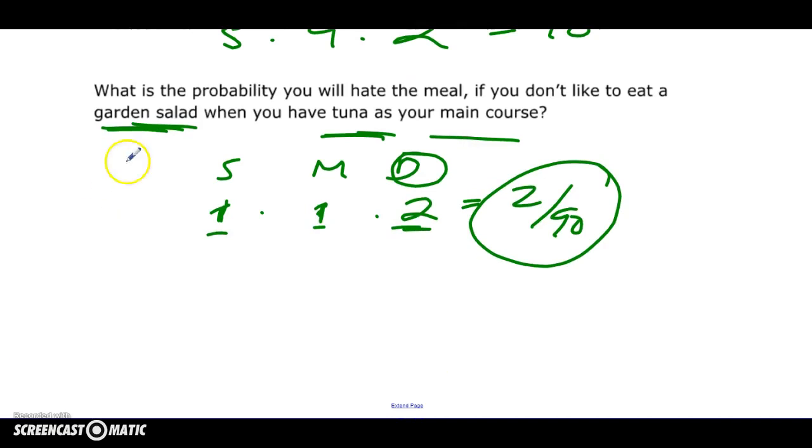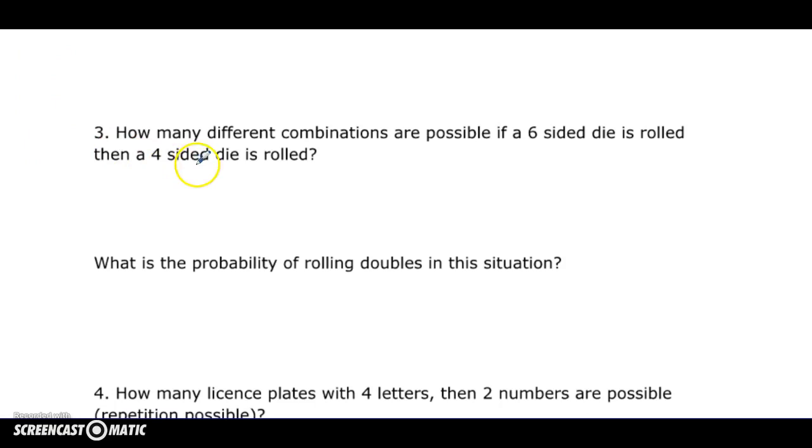Okay, and then change that to a decimal if you like. Okay, you should change it to decimal. Anyway, I'm not going to, but you don't have to.